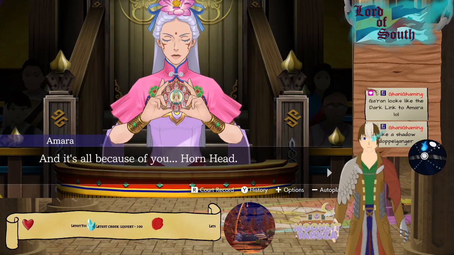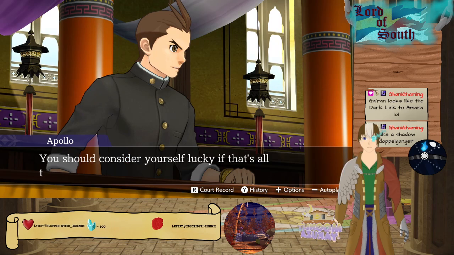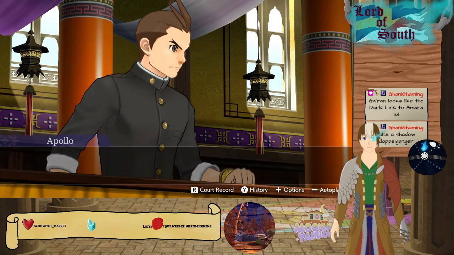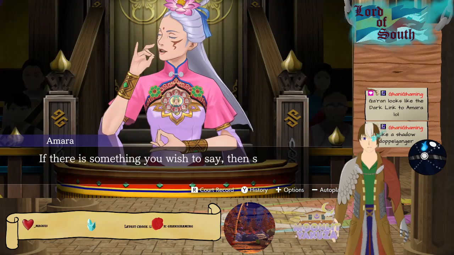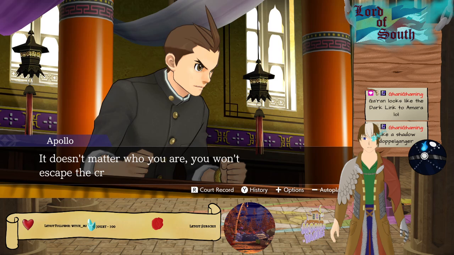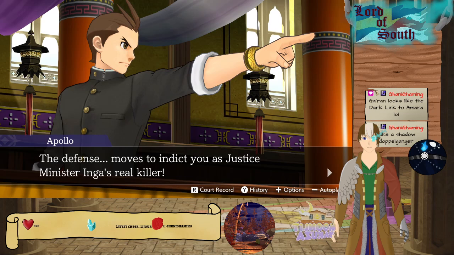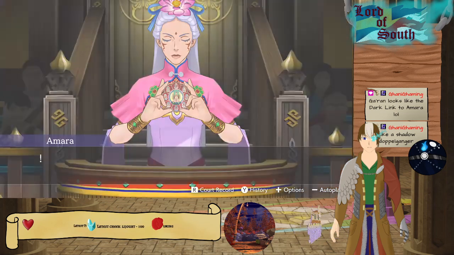It is all because of you, Hornhead. You should consider yourself lucky if that's all this ends with. If there is something you wish to say, then say it. It doesn't matter who you are, you won't escape the crime you committed. The defense moves to indict you as Justice Minister Inga's real killer.